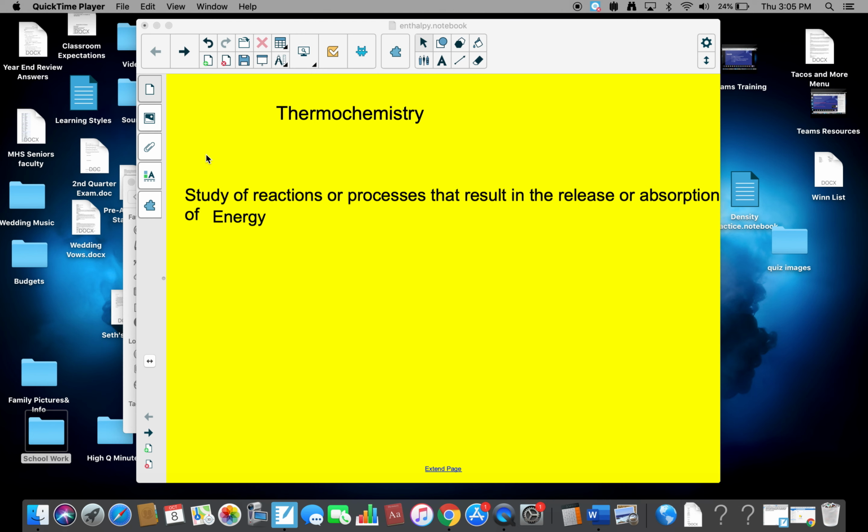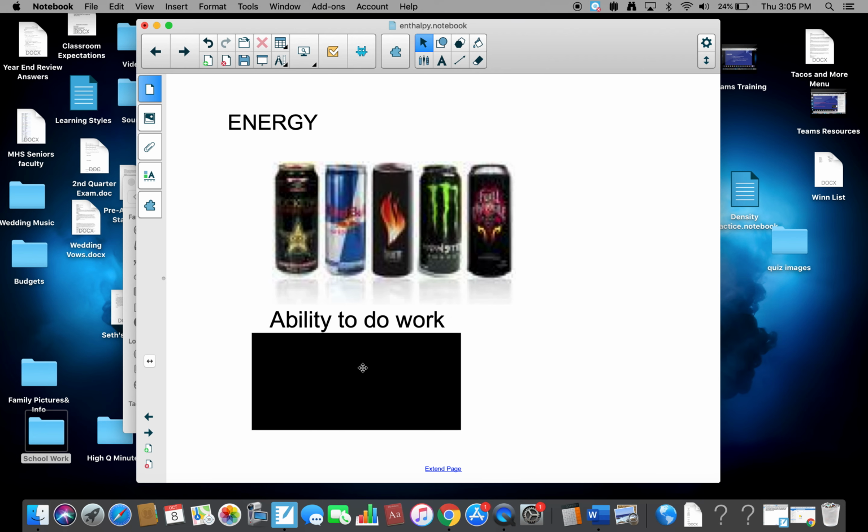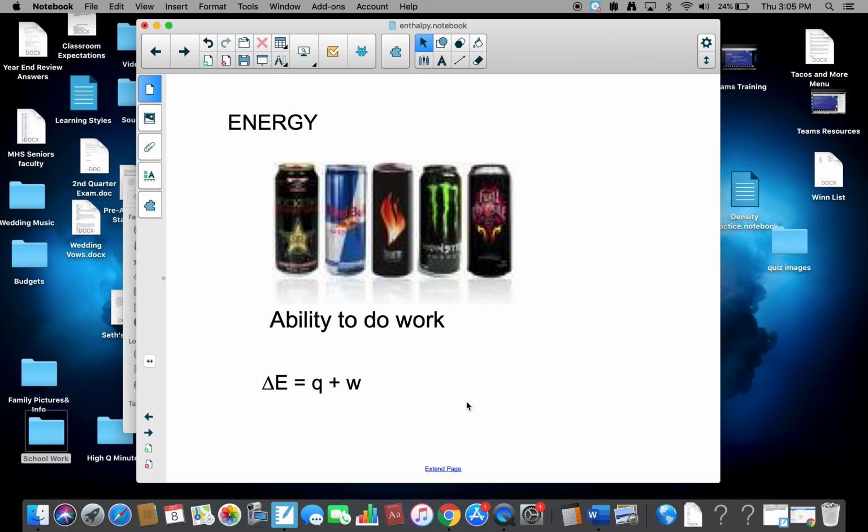In the ever-fascinating world of chemistry, we're beginning to look at the concept of thermochemistry. Thermochemistry is the study of the reaction or process that results in the release or absorption of energy. Now, when it comes to energy, we find energy defined as the ability to do work. The way we find that is energy is equal to the Q, the enthalpy, plus the work done.